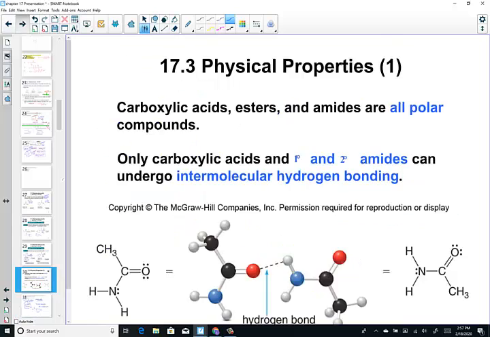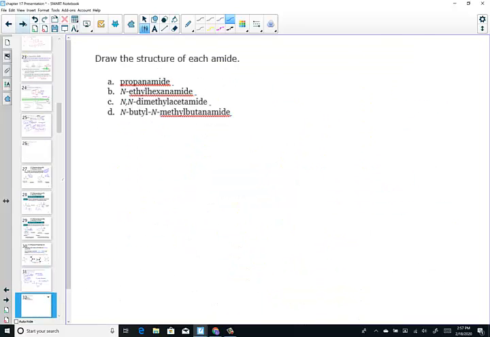Should we try another? Let's draw the structure of each amide. Well, here I can see propane amide. So propane, that's a 3-carbon parent, and I don't see any attachments to that nitrogen. I don't have any N's in front of it to tell me alkyl groups. So I simply have a 3-carbon chain. That was the original carboxylic acid ending with NH2, propane amide.